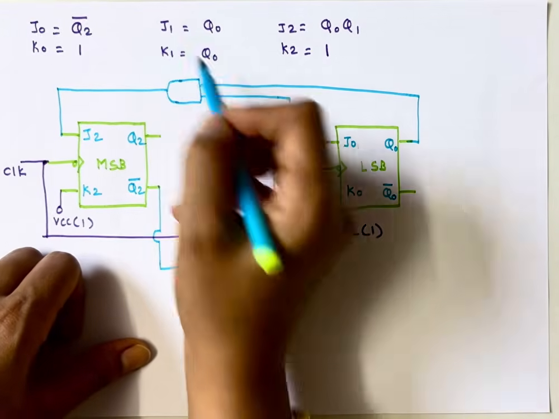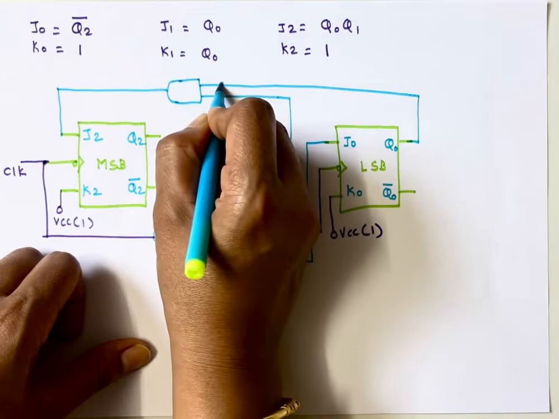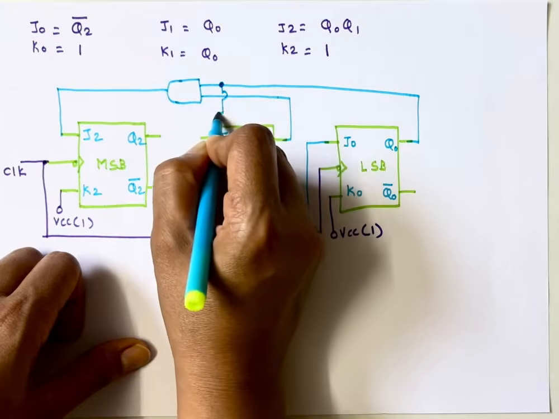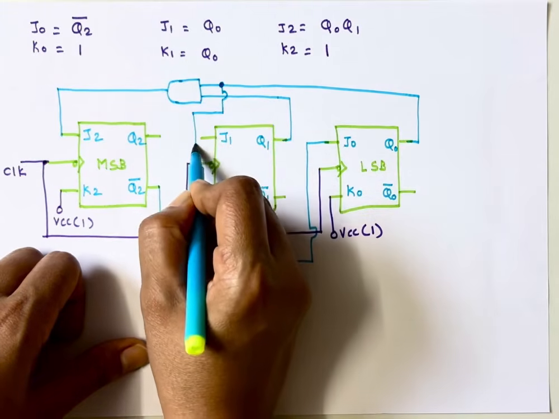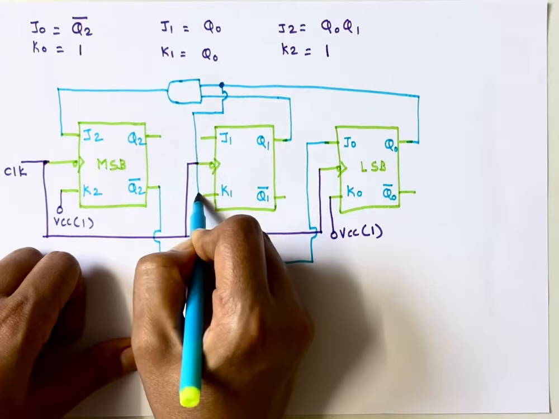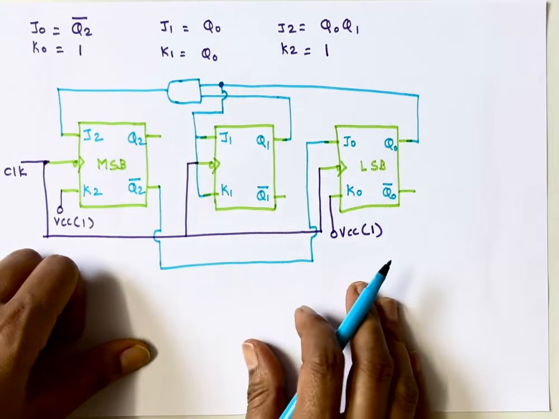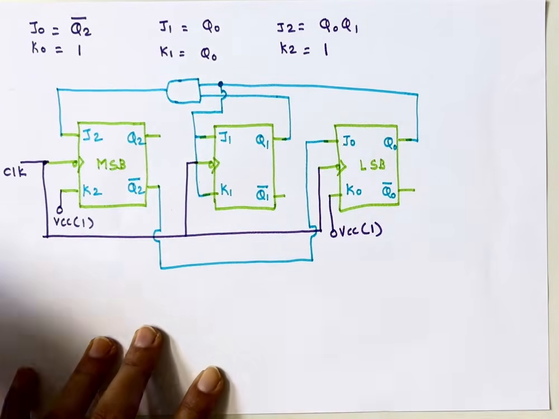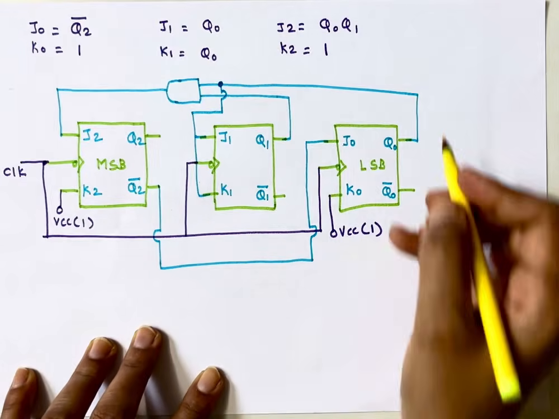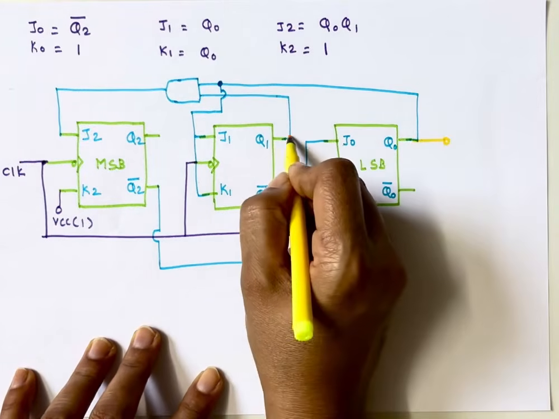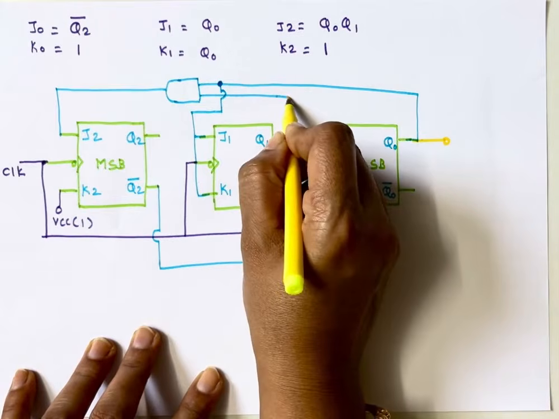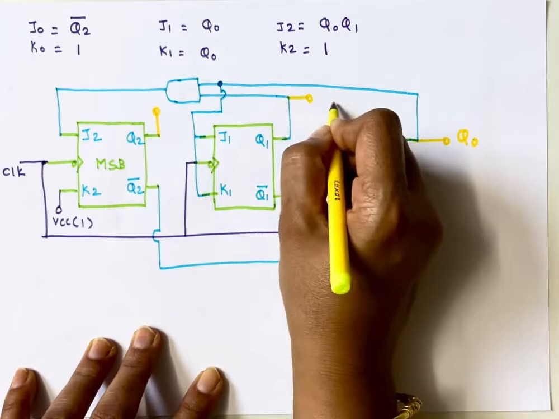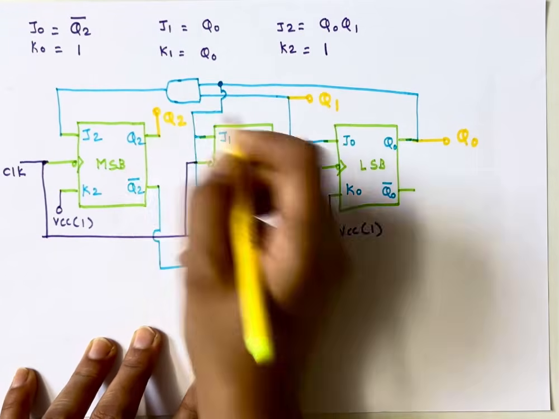Then what is remaining? J1 and K1 are remaining. Here I got Q0, so I will take Q0 from here and connect it to J1 and K1. So this is my circuit diagram. I will get outputs from Q0, Q1 and Q2. So these are my outputs Q0, Q1 and Q2.